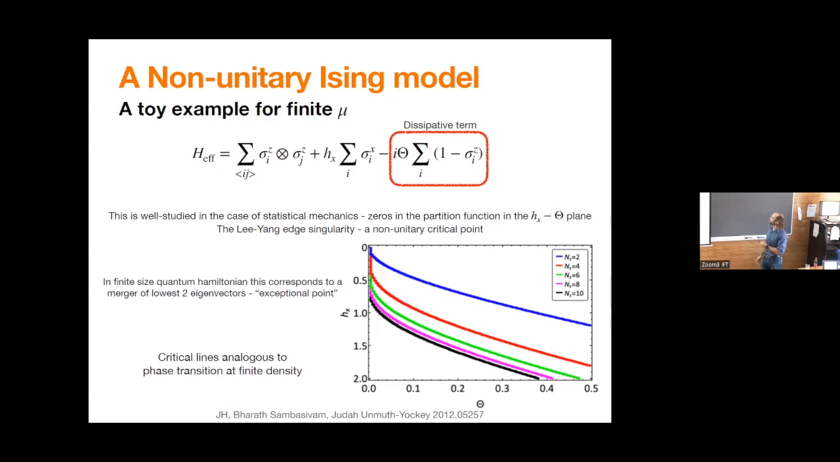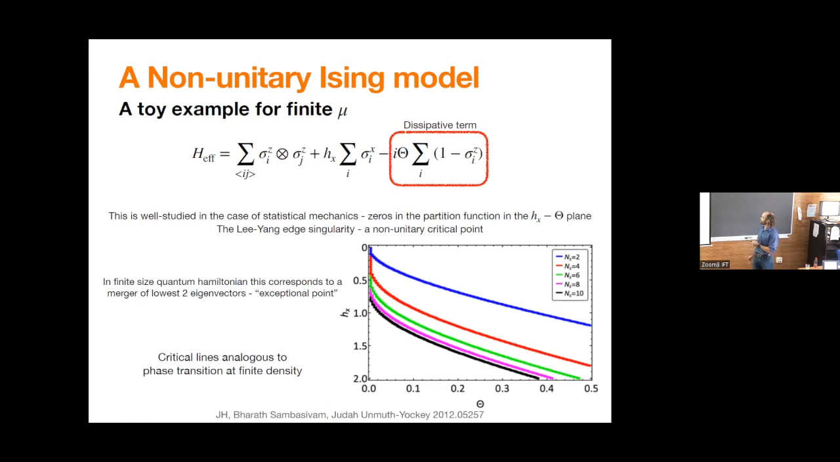And I find some way to map this effective Hamiltonian onto a set of qubits that represent my system and as many ancillaries as I need to mock up an environment that implements this dissipation, okay? And so now what is the physics of the Ising model with this crazy dissipative term? This is well studied in the case of the StatMech version of this system.